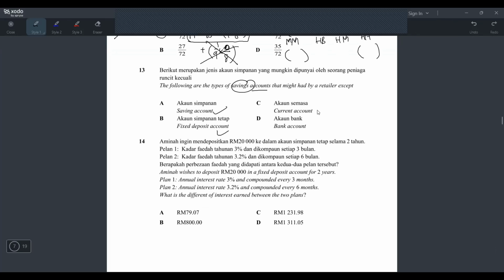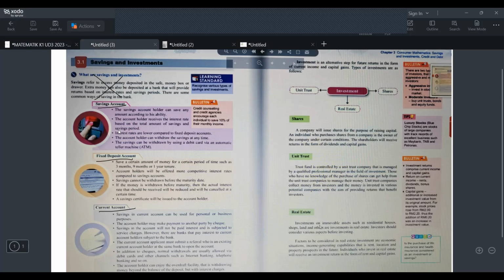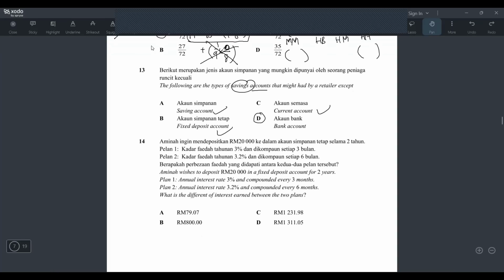Savings, deposit, current. So the only one yang tak ada dalam the buku text is D, right? So maybe I think the answer is D. So yeah, I think we can assume that, right? Because they say types of savings accounts held by a retailer. So when I refer to the book text, that's what the book text shows, right? So I see that the bank account is the only thing that doesn't show here, right? So that's the answer. I think that's the answer. Yeah. So itu cara dia.